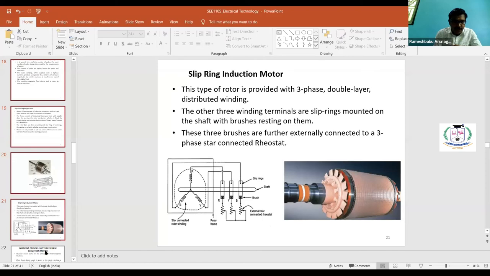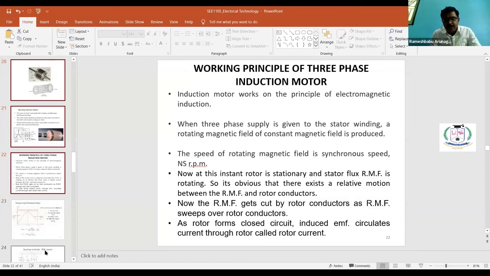Next, we move on to working. So, what is the working principle? The working principle is the electromagnetic induction principle. How does it work? When a three phase AC supply is given to the stator winding of the induction motor, a rotating magnetic field is created. This rotating flux induces a voltage in the stationary rotor conductor. This induced EMF allows current to flow in the rotor circuit.